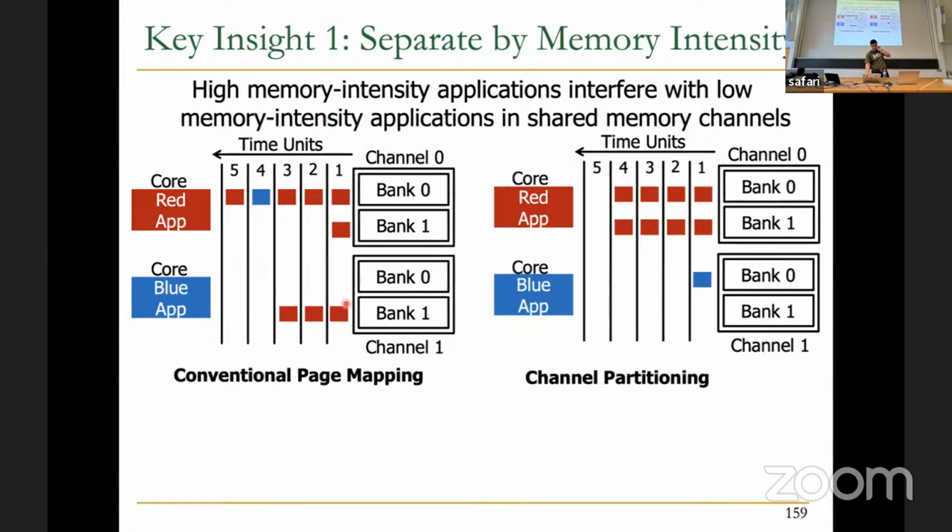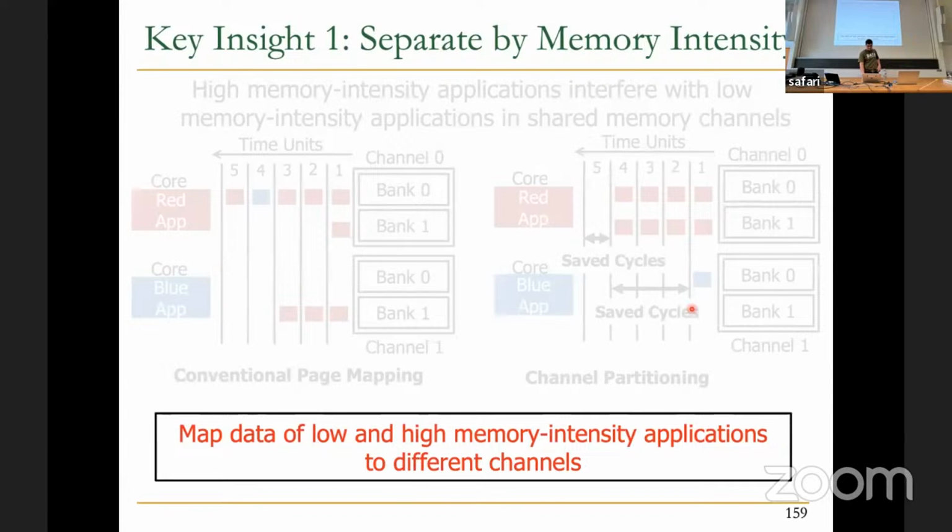If you could allocate one channel to each application, that brings the amount of time units down to 4. And this allows you, at least for the blue app, to save a significant number of cycles or time units. And for the red app, you still have some savings as well. And that is the first principle.